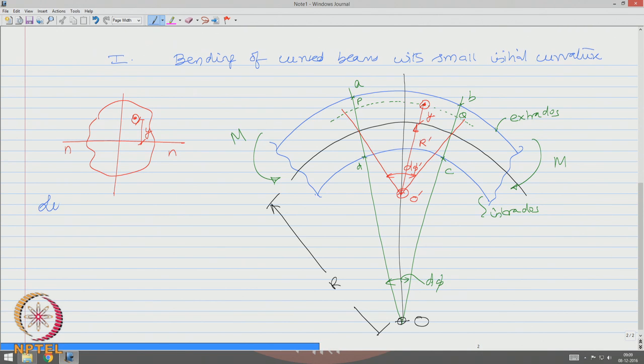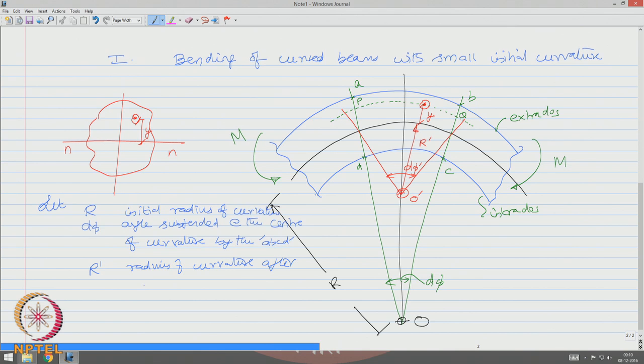Okay. Now, let R be the initial radius of curvature, d phi be the angle subtended at the center of curvature by the element A, B, C, D. R dash be the radius of curvature after moment m is applied.